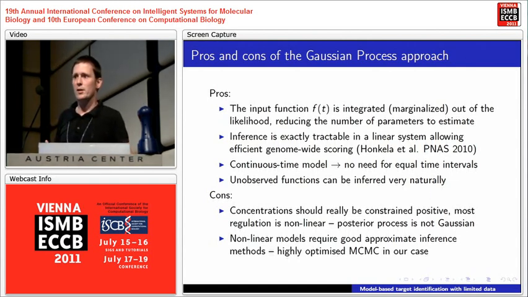The disadvantage is Gaussian processes aren't guaranteed positive, and we're representing concentrations which are guaranteed positive. To fix that, we have to make our models nonlinear. Basically, we have to exponentiate these Gaussians. Doing that means things aren't analytically tractable anymore, and we have to use Markov chain Monte Carlo techniques.